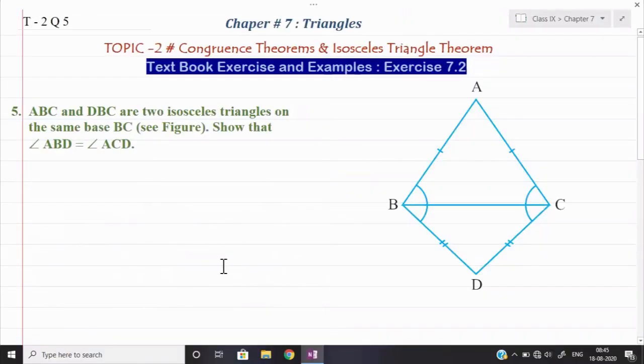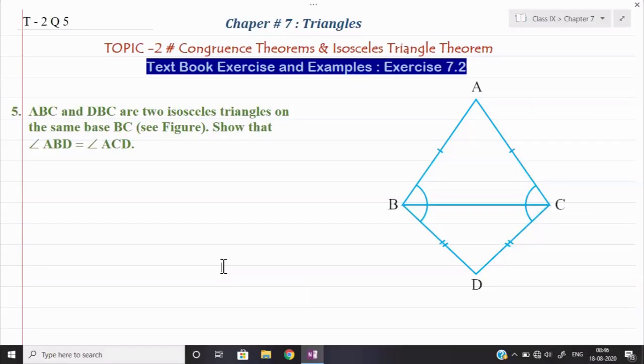Now see in the fifth question what is given to us. We are given ABC and DBC, two isosceles triangles on the same base BC. Means if I talk about triangle ABC, then the two sides are given equal here. AB and AC are given equal. Similarly, if I talk about triangle BCD, I can say BD and CD are equal. So these two triangles are given isosceles, with one pair of sides equal.